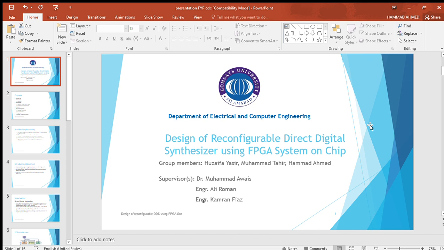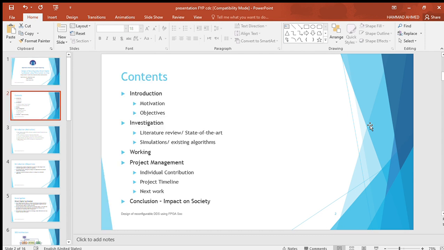Bismillahirrahmanirrahim. Our project name is Design of Reconfigurable Direct Digital Synthesizer using FPGA System on Chip. My name is Zafa Yasir and my group members are Muhammad Tahir and Muhammad Ahmad. Our supervisor is Dr. Muhammad Awais and our internals are Engineer Ali Ruman and Engineer Kamran Fayaz. These are the contents for our project that I have made in the slides.